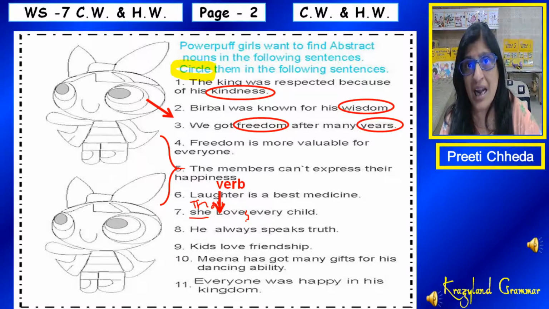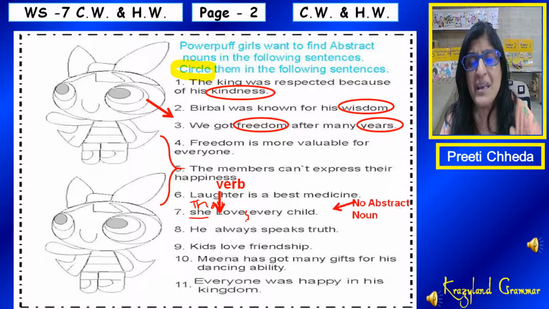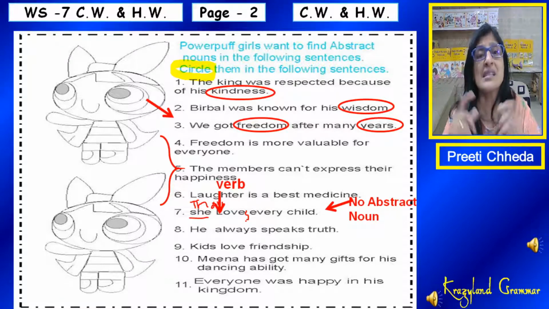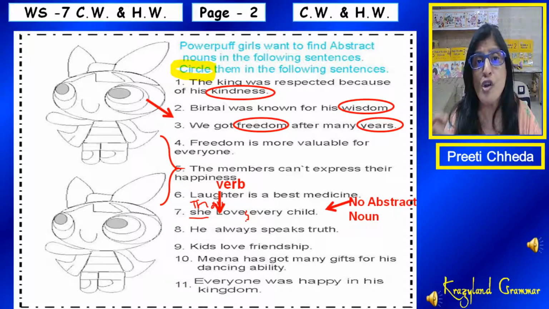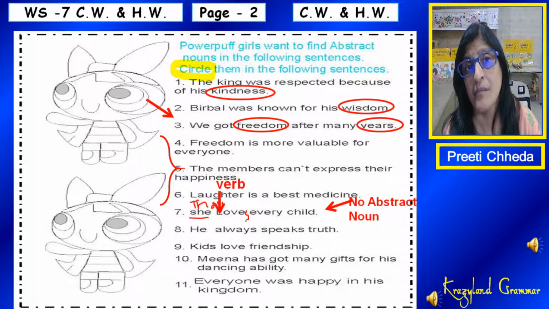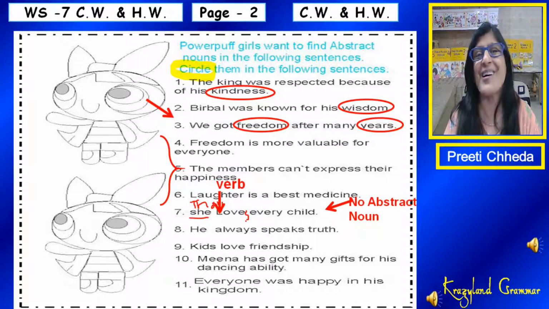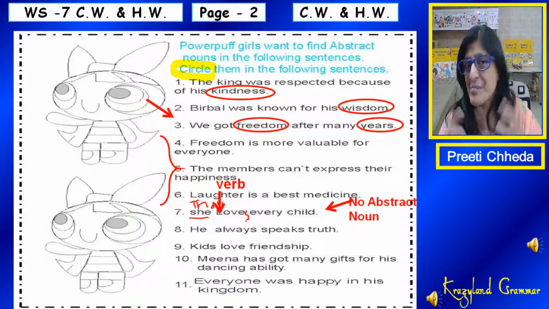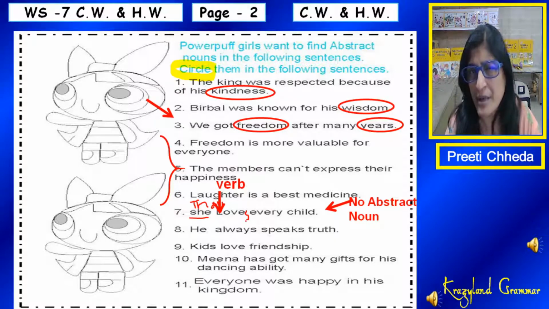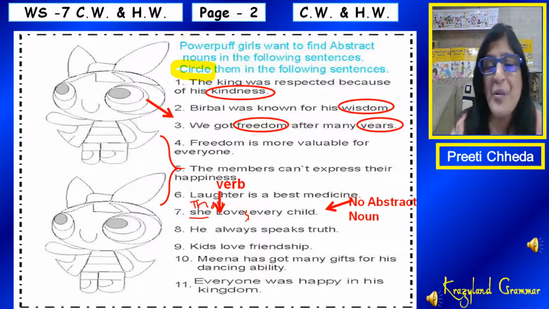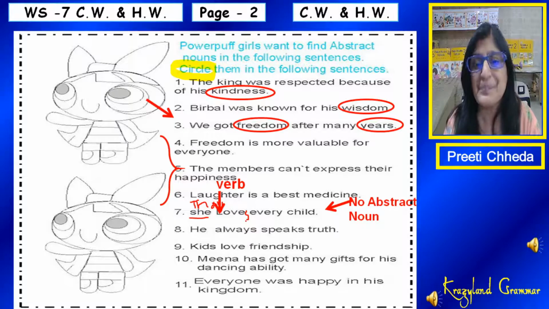Every, no. Child, no. So ma'am, this sentence does not have any abstract noun at all? True, this sentence does not have any abstract noun. And that's why I always tell you, don't let them trick you. Ma'am always gives some tricky things. Don't let them trick you. Okay, so you are clear?